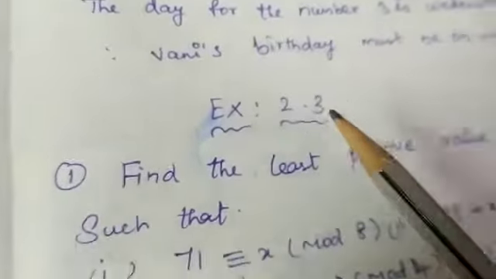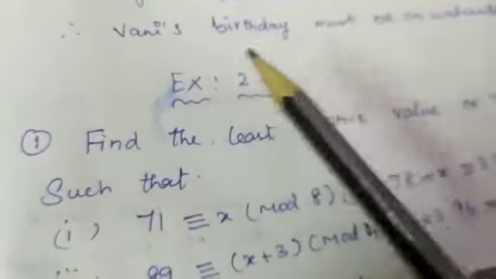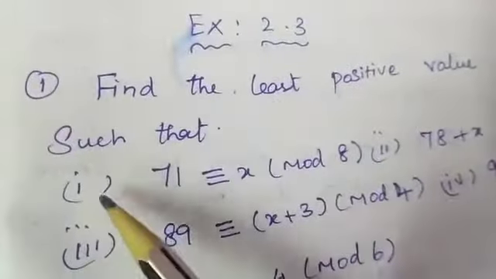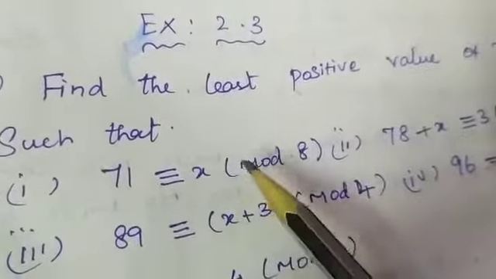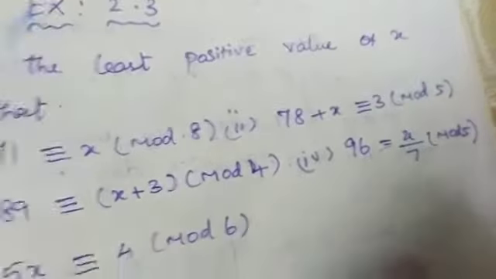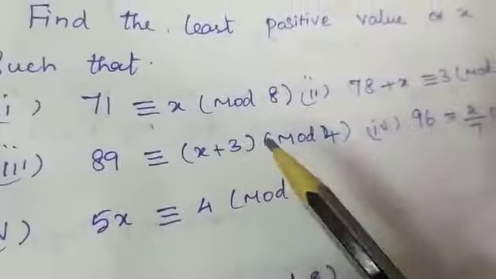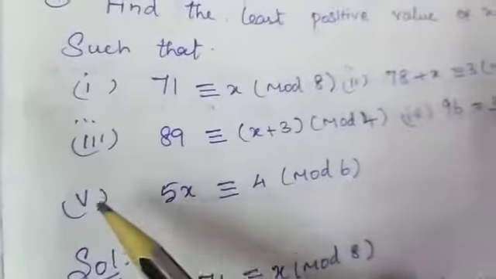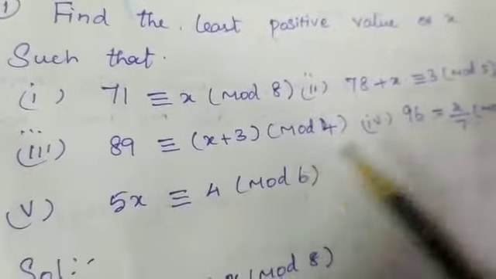Okay students, in today's session let us see exercise 2.3. The first part is: find the least positive value of x such that, first part, 71 is congruent to x mod 8. Second part, 78 plus x is congruent to 3 mod 5. Third part, 89 is congruent to x plus 3 mod 4. Fourth part, 96 is congruent to x by 7 mod 5. And fifth part, 5x is congruent to 4 mod 6.